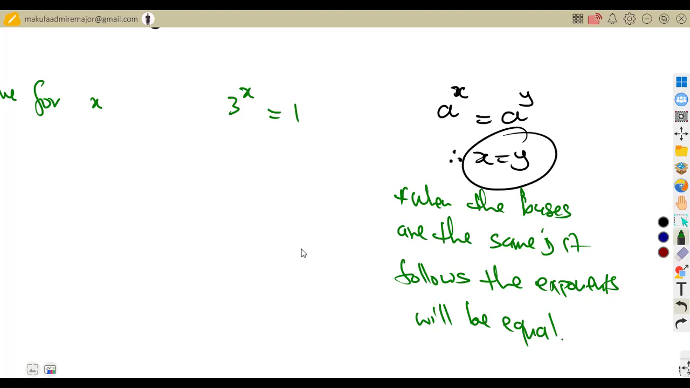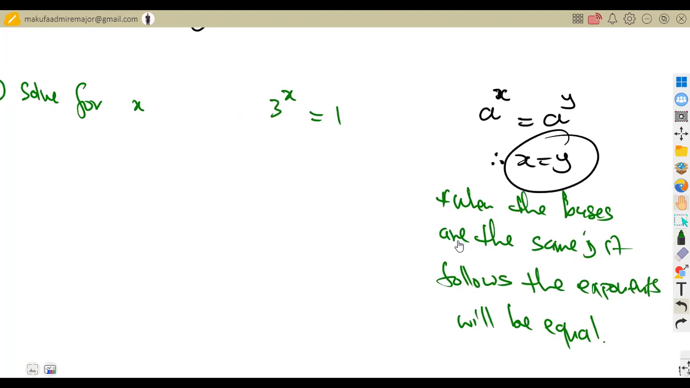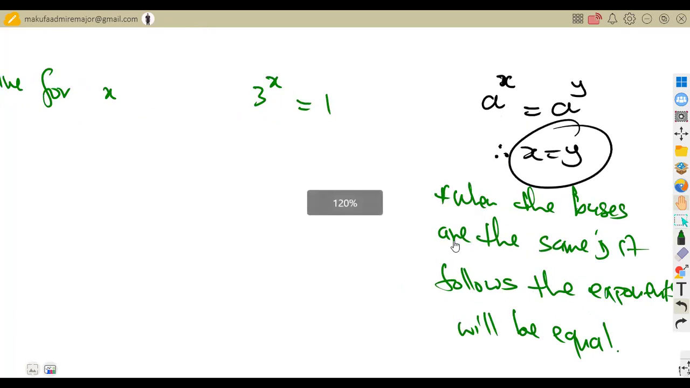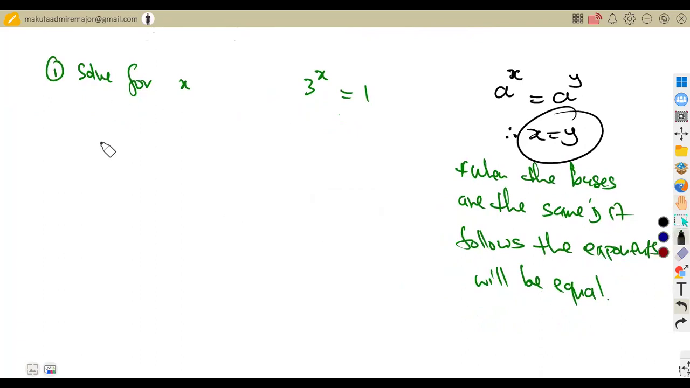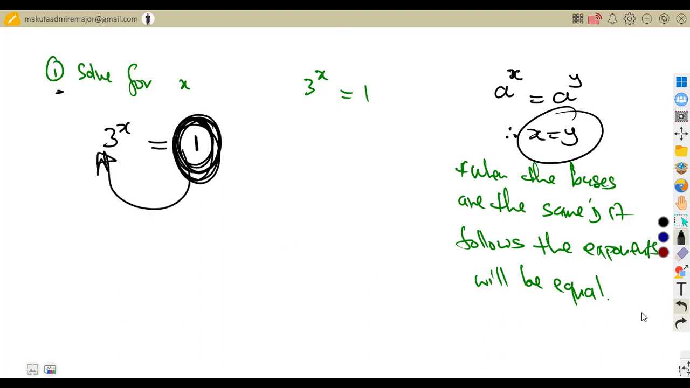So this is the situation that we must consider of having same bases so that the exponents can be considered to be equal. In this question that we are given, we are asked to solve for x, and we are given that 3 to the exponent of x is equal to 1. Take note, 3 to the exponent of x is equal to 1. Is it possible that we have, in simplest form, the number 1 written as a number of 3 to the exponent?